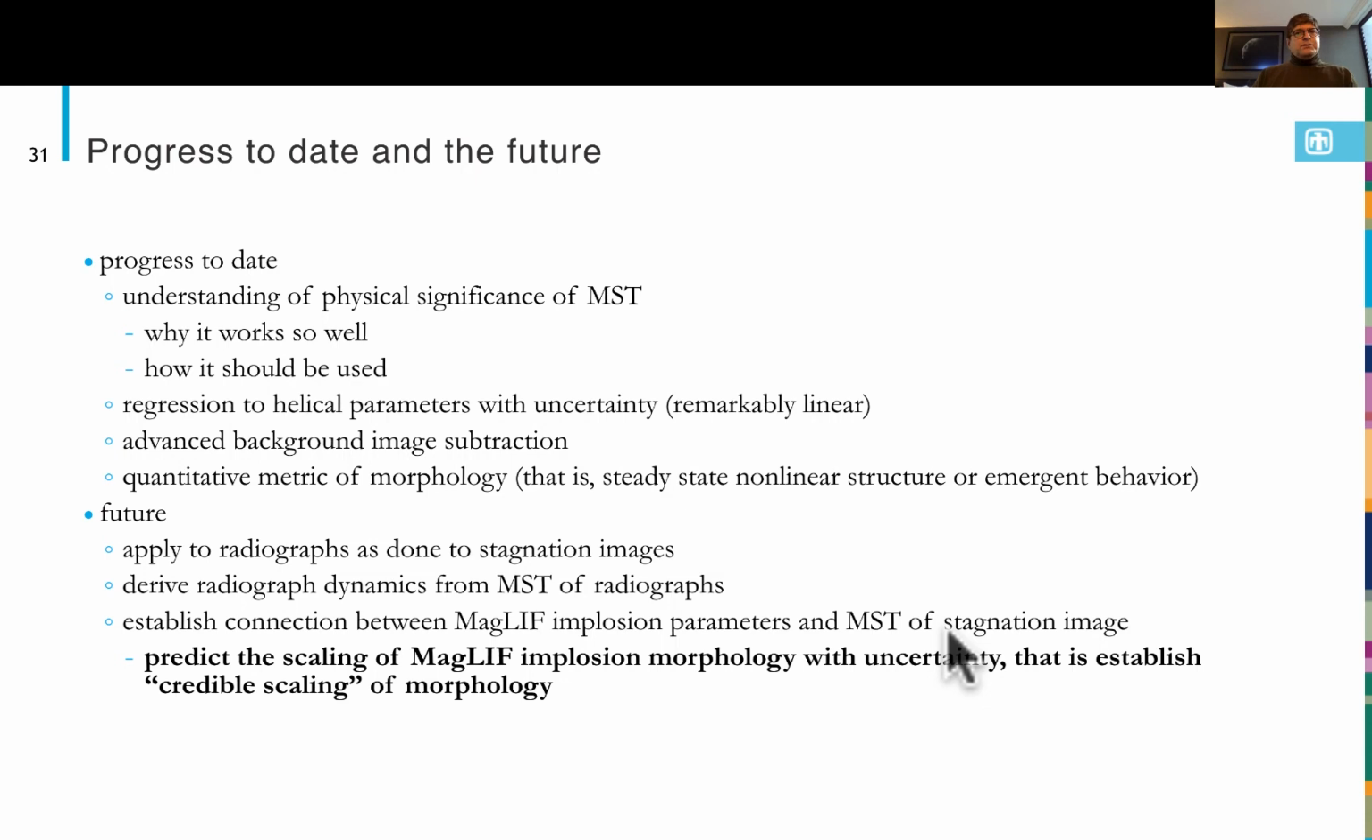Because we definitely want something on the right. We don't want that b equals 0 case. And as we scale up, are we going to go back to potentially that b equals 0 case? So in the end, we're going to use it to predict the scaling of maglev implosion morphology with uncertainty. That is, to establish credible scaling of the morphology in maglev stagnations.